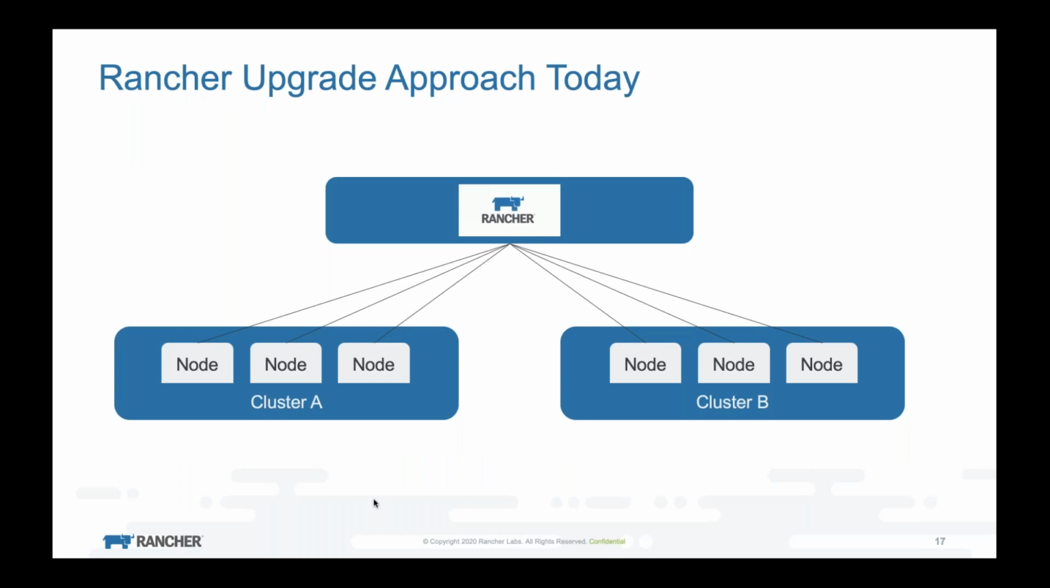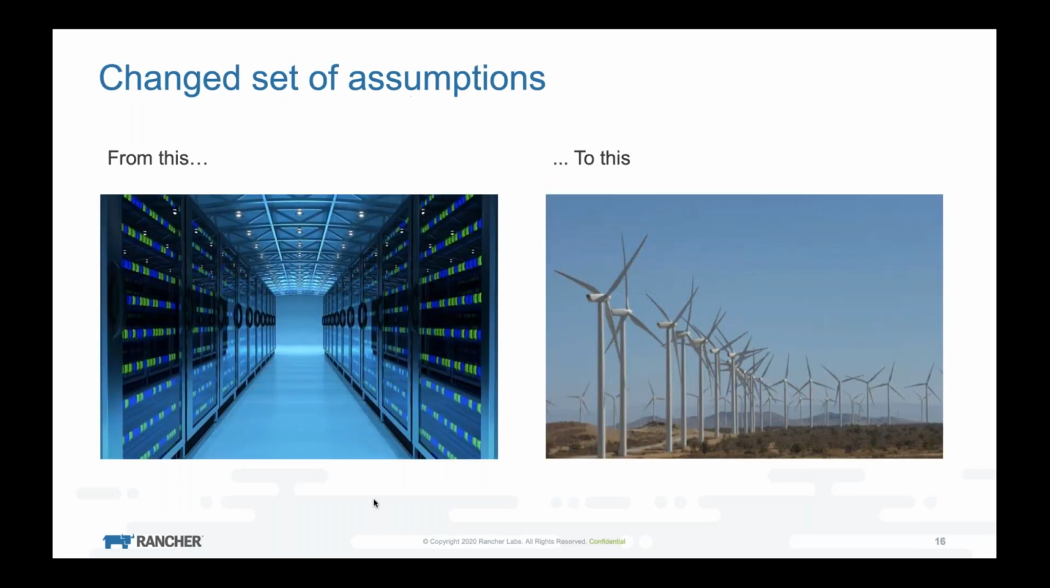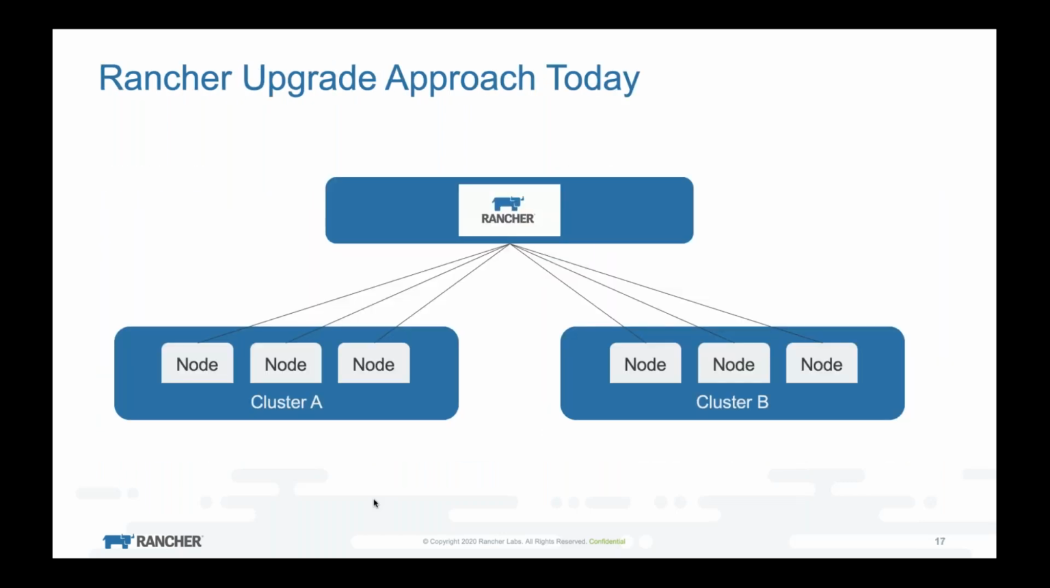And so that led us down a path of looking at the way we've done it today. Rancher is in this data center model. We're actually orchestrating the upgrade of every node individually, and we're able to keep on top of what the current state of the world is, and we rely on the network links and an always-on connection.